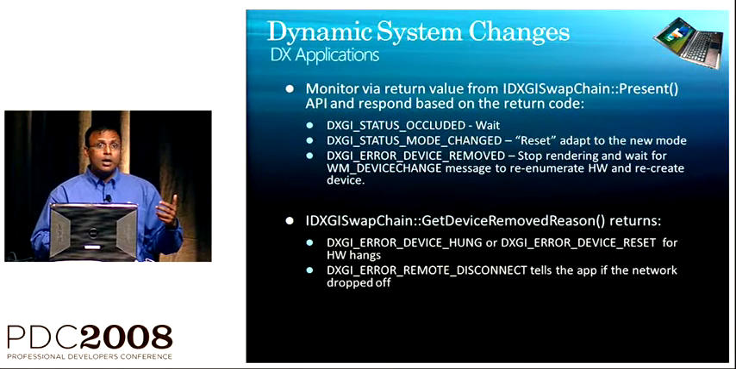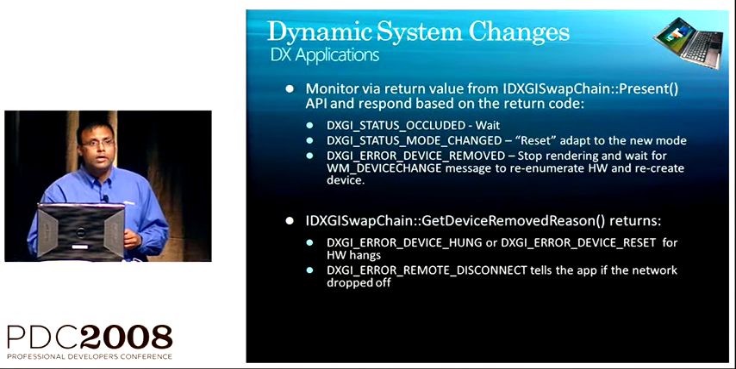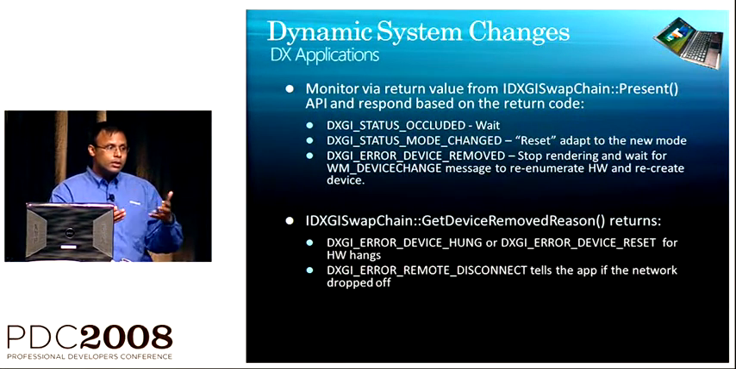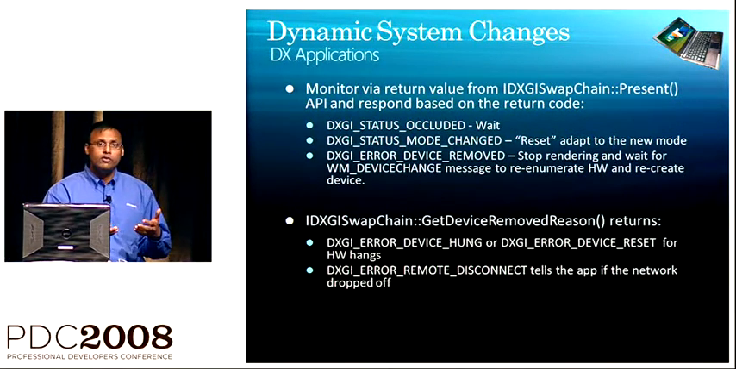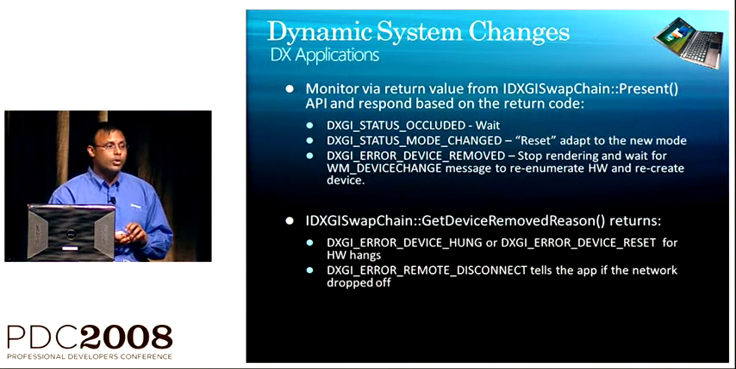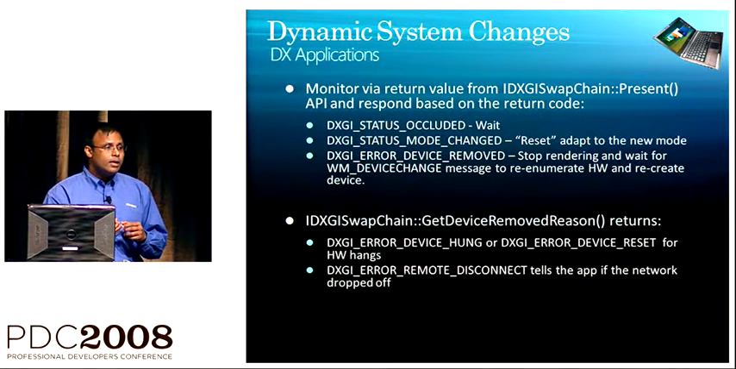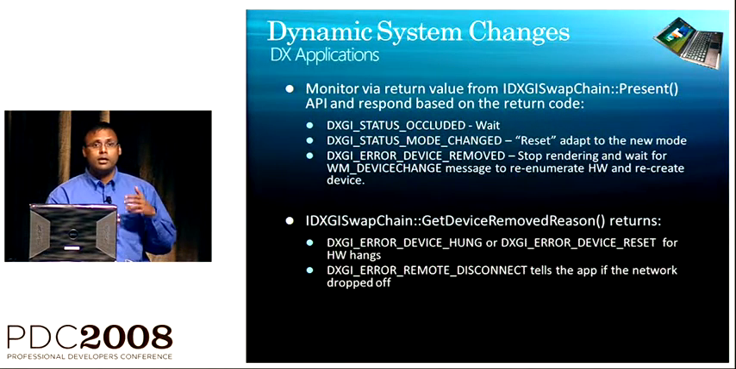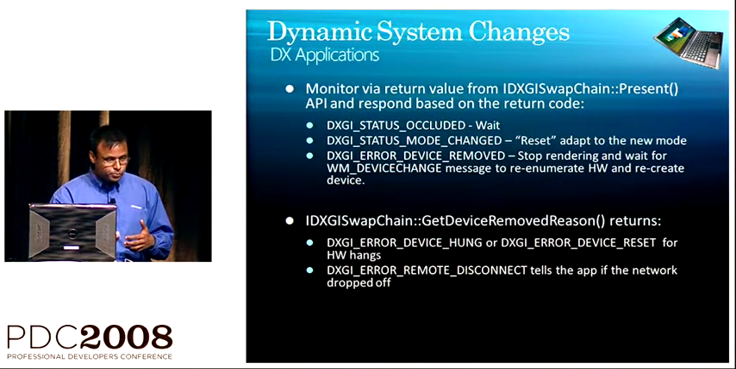Number one, your GPU may actually hang sometimes. This can happen if it's overheated or there may be other issues. When that happens, you will get the error code saying that it got reset, and at that point, you may want to recreate your device or give a warning and shut down altogether. Now, if you're remoting your rendering, you may also get a call saying that you got a remote disconnect. That's basically to tell your application that you had a temporary loss in network connectivity, and then you check, and then you reconnect again.